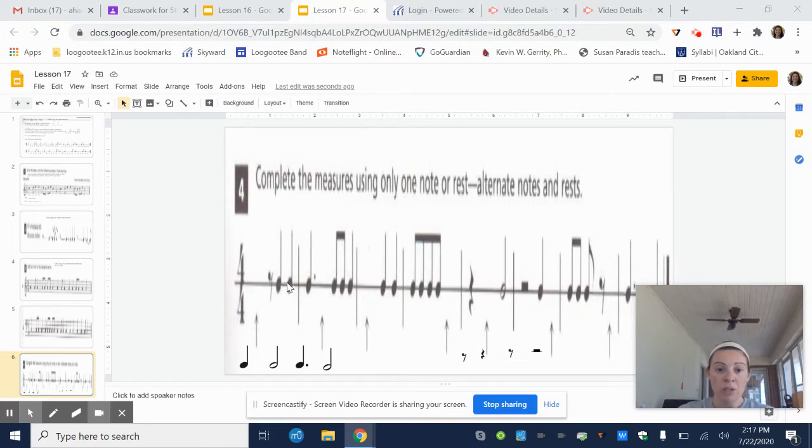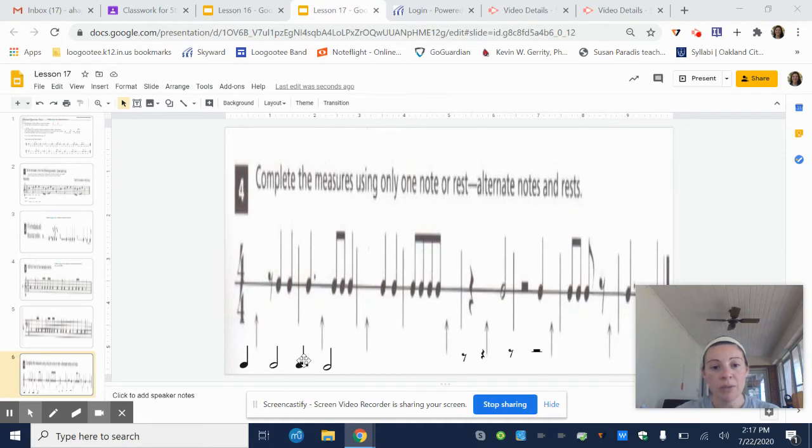We have 1, 2.5 beats. So we have 2.5 beats. We're supposed to have 4. So 4 minus 2.5 is 1.5. Okay, so we need something, only one note value can be 1.5 beats. So think about what only has 1.5 beats.